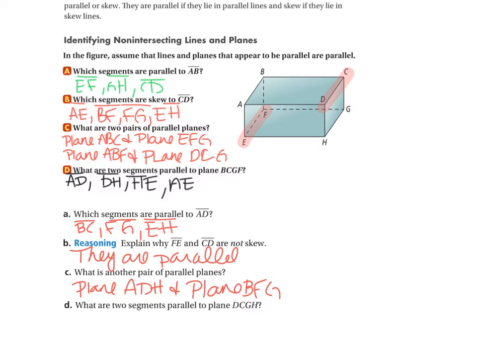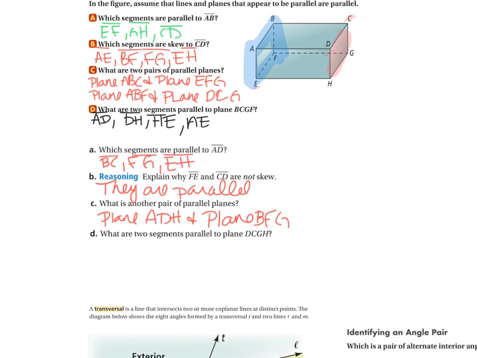All right, the last question from this page is, what two segments are parallel to plane DCGH? So DCGH is the right side. So the right side, so what are two segments? You could say AB, EF, AE, or DF. So any of those four. So I'm going to say AB and BF.